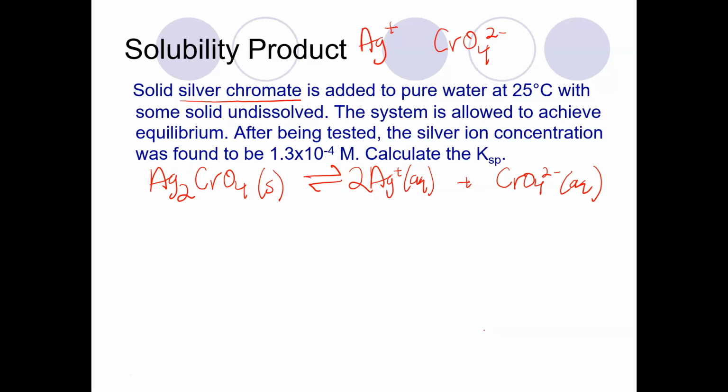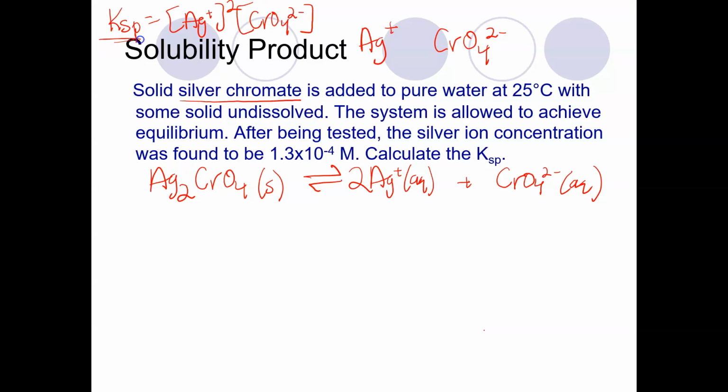So the question wants us to solve for Ksp. I'm going to write it up at the top because I know I'm going to need space underneath here. So I'm going to write the Ksp expression. Products over reactants. So silver squared, because of the 2, times chromate to the first power over 1. So I'm not even going to write the 1.